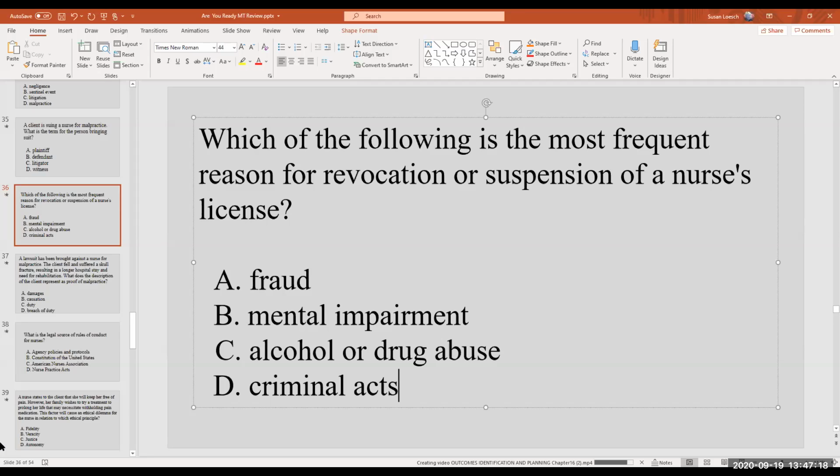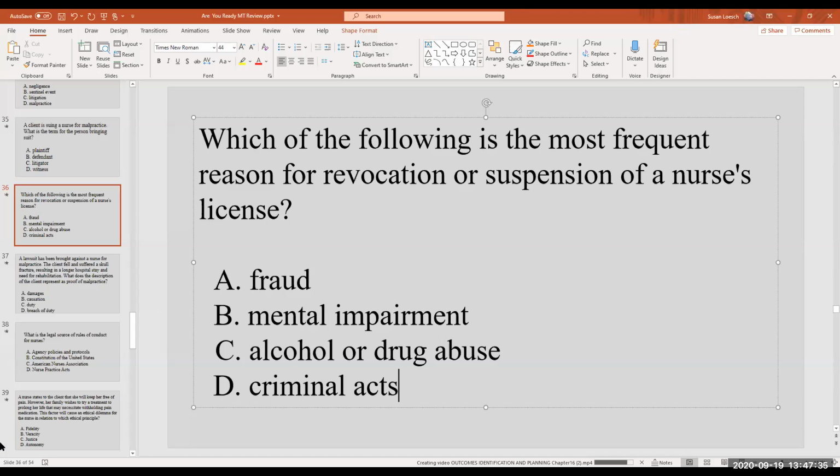Sometimes in COVID situations, we need to drink. Ms. Lewis, I don't like this question. Why don't you like it? What are the criminal acts?